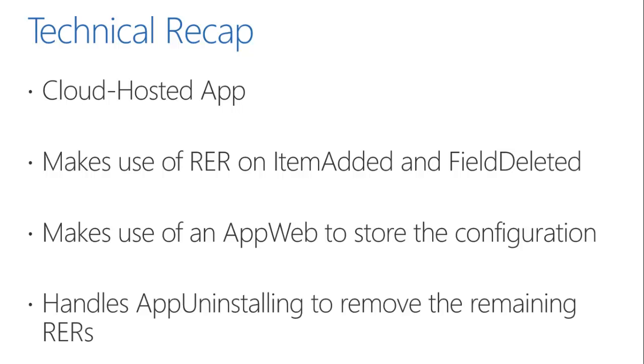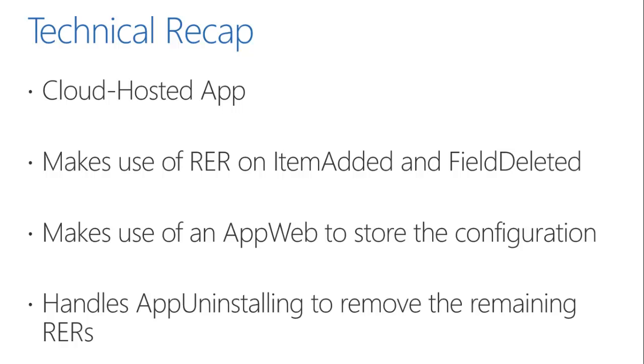Then it also handles the app uninstalling event to remove all remaining remote event receivers. So if you didn't disable all the fields before uninstalling the app, then the uninstall event will remove the remote event receivers. That's quite an important step here, because remote event receivers that were created by apps cannot be deleted afterwards. They can only be deleted by the app itself. So that phase is quite crucial. Otherwise, you end up with orphan events.